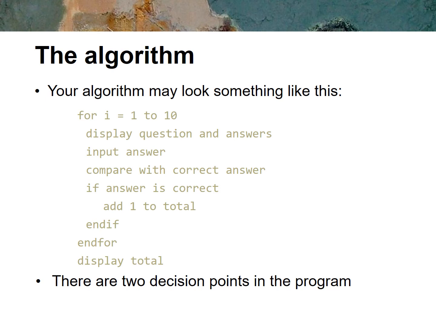You can see there are 2 decision points in the program. First of all, we've got our for loop. Our for loop keeps going round from 1 to 10. It knows when it's finished its 10 questions, so each time it asks itself a question. Have I made it to the 10th question? If I haven't, I'm going to continue. If I have, I'm going to end my loop.